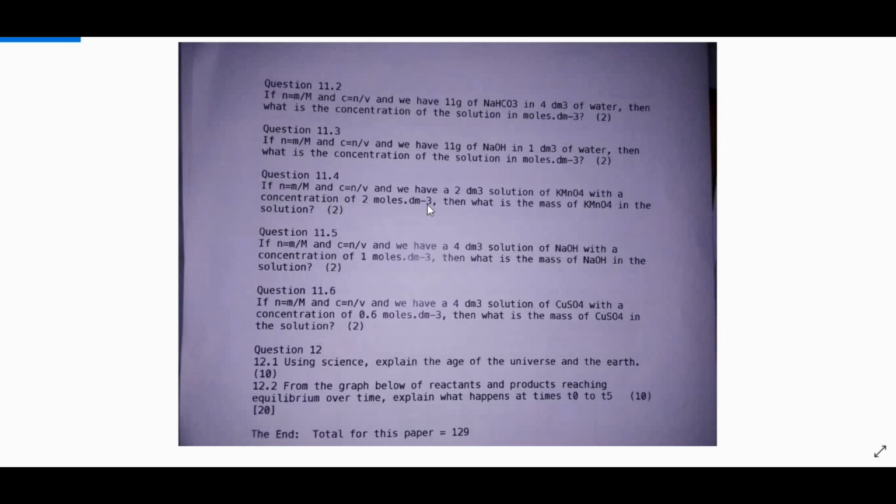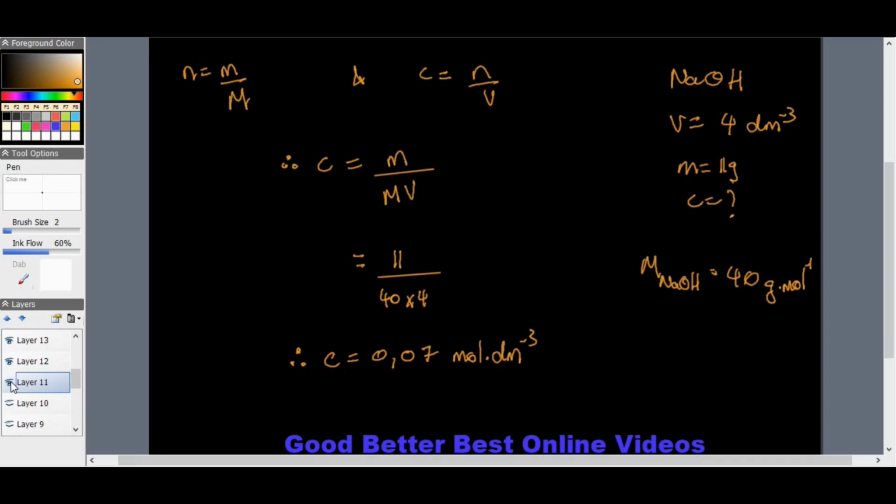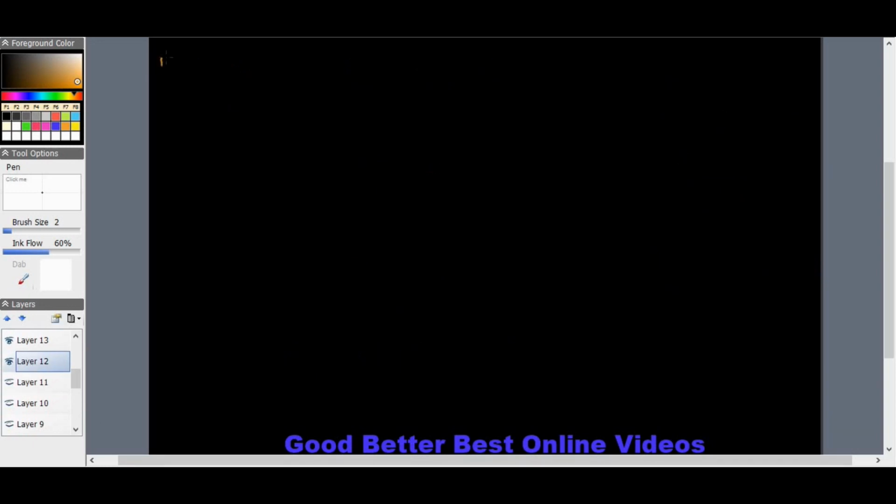So in this question, what's different from the previous 3 is that we are given the volume and the concentration, and now we are asked to calculate the mass. Okay, so let's have a look at 11.4. We are given the volume, which is 2 decimeters cubed. We are given the concentration, which is 2 mole per decimeter cubed. And we are also given the substance, which is potassium permanganate, KMnO4.